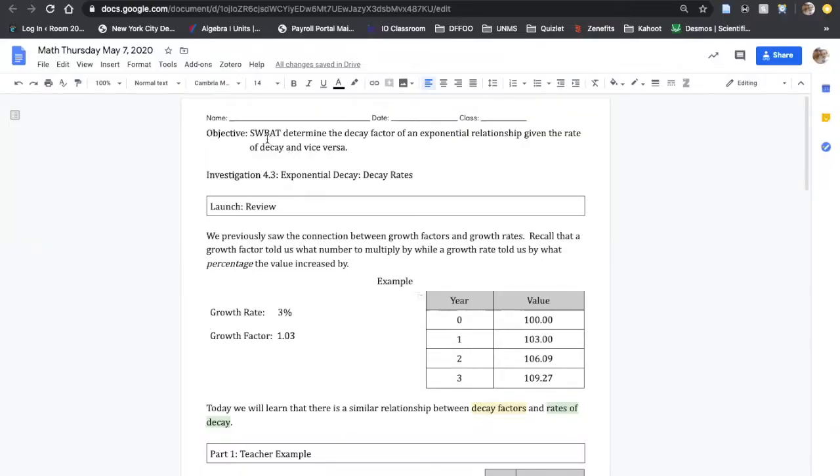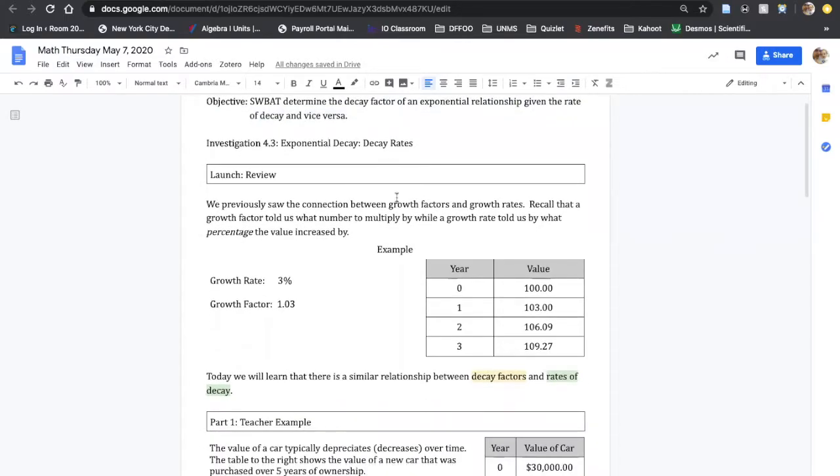So our objective for today is that students will be able to determine the decay factor of an exponential relationship given the rate of decay and vice versa, right? So we're starting to talk more about exponential decay, which is an exponential relationship where things are getting smaller, or we say that they're decaying or they're decreasing, right?